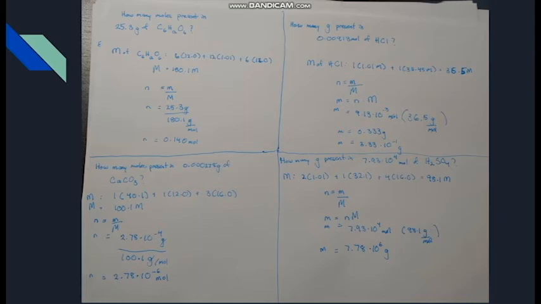Now, n is going to be equal to the mass divided by the molar mass. Take 25.3 grams divided by 180.1 grams per mole. The grams cancel out, mole goes on top, and we get 0.140 moles of glucose in 25.3 grams of it. Now, taking a look at how many grams are present in 0.00913 moles of hydrogen chloride.